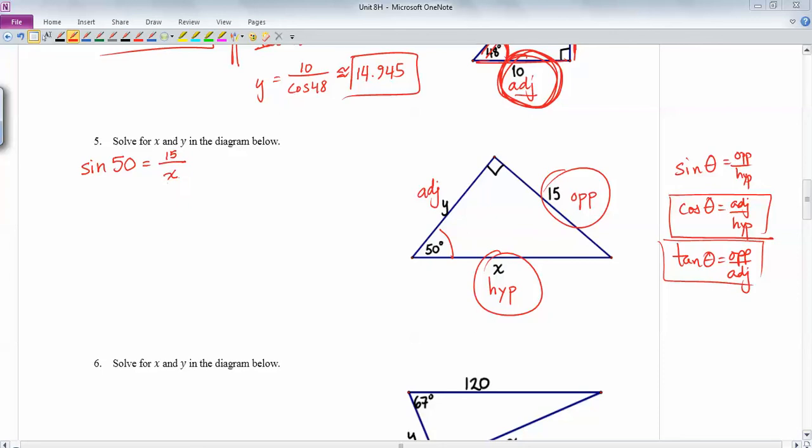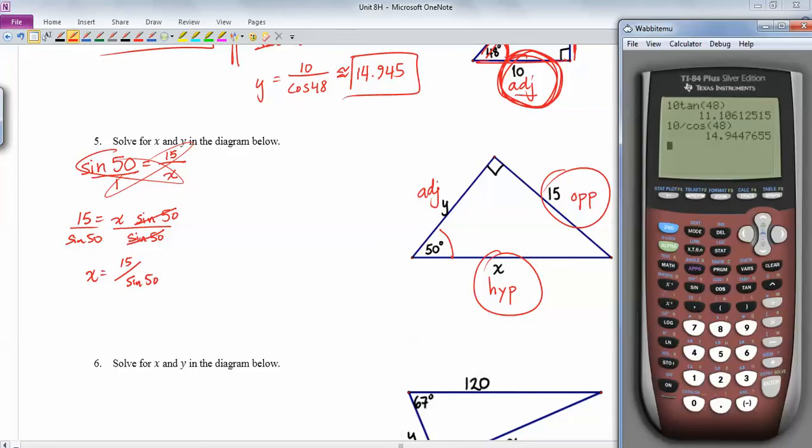So you can multiply the x over. If you prefer, some students like to think of this as over 1 and then they cross multiply. So it's 1 times 15 equals x times sine 50. And then to get the x by itself, we're going to divide both sides by sine 50. So then x is going to be 15 over sine of 50. And then I'll plug that into the calculator. 15 divided by sine 50, and we get 19.581.